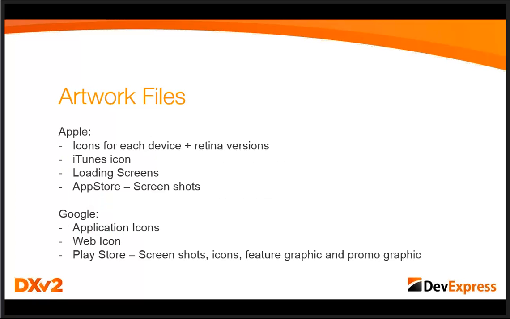Now, one of the other things when we look at mobile apps, there's a lot of artwork involved. If you're targeting Apple, you've got to design your icons that work on the base devices and also the Retina devices. So you've got 2 lots of artwork asset. You need to create an iTunes icon. You've got to come up with some loading screens. And then when you submit to the App Store, you have to do screenshots. The Google side of it, you've got your application icons, a web icon, screenshots, feature graphic, and they also require promo graphics should your app get selected for promotion.